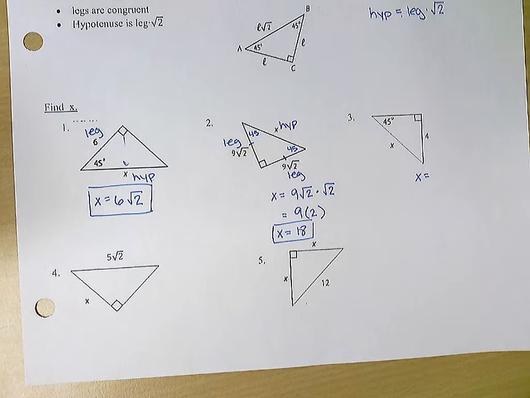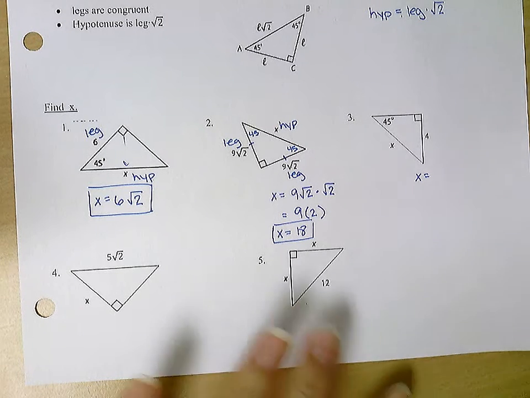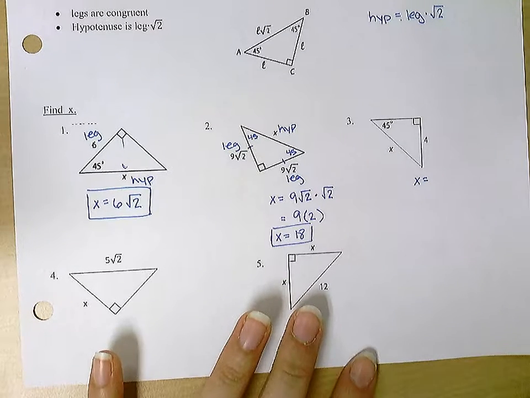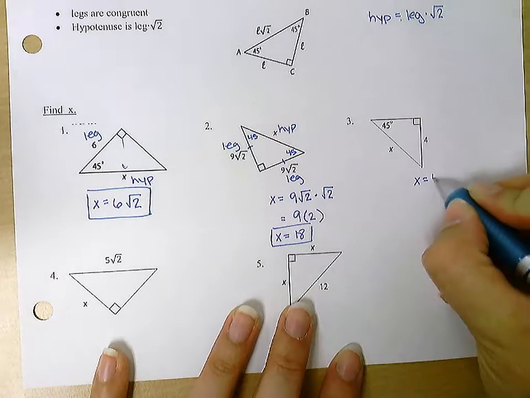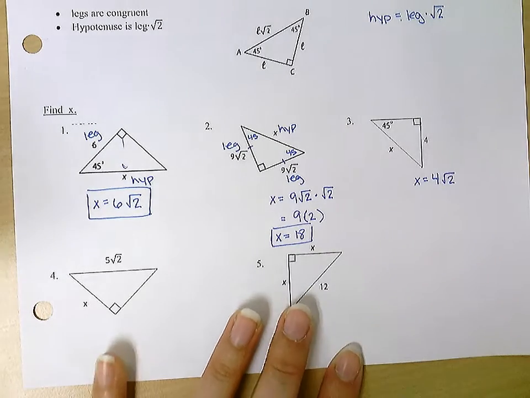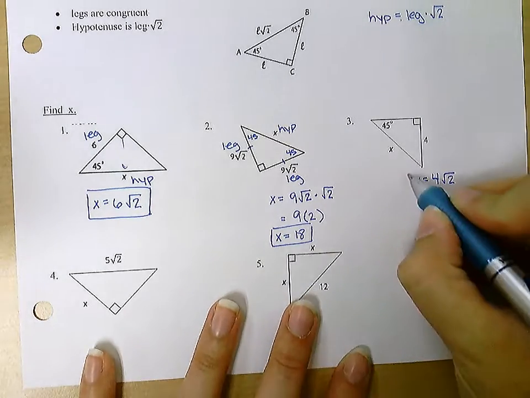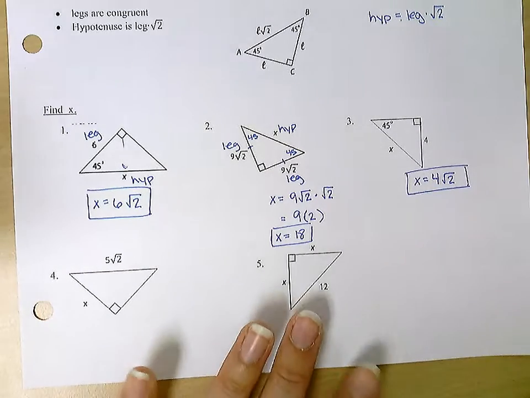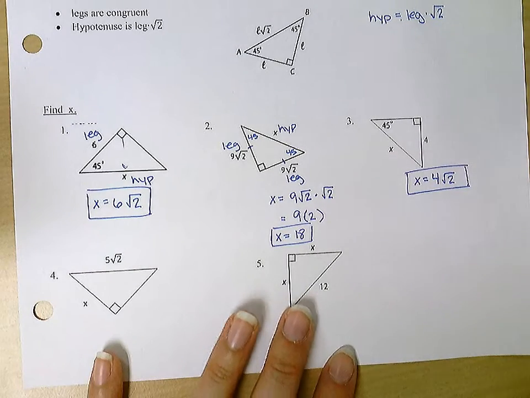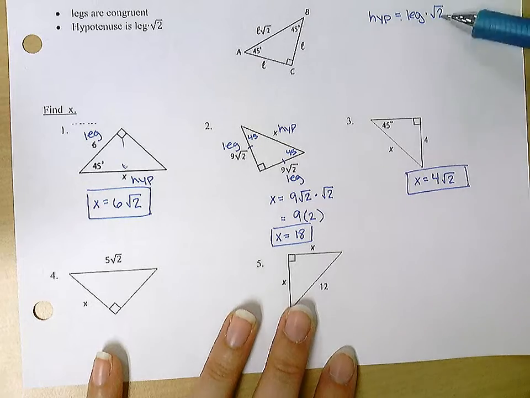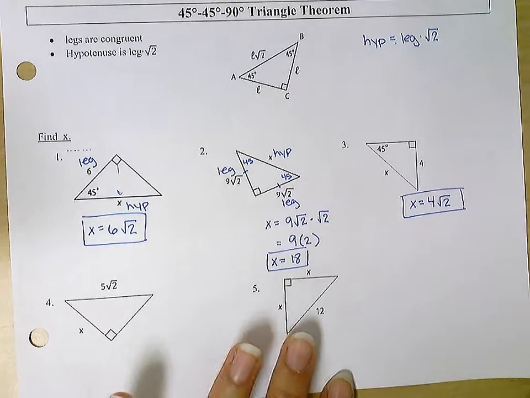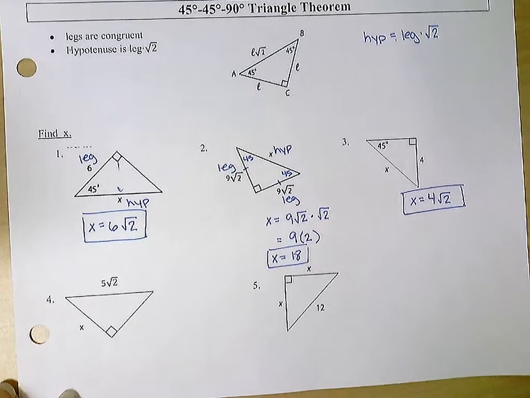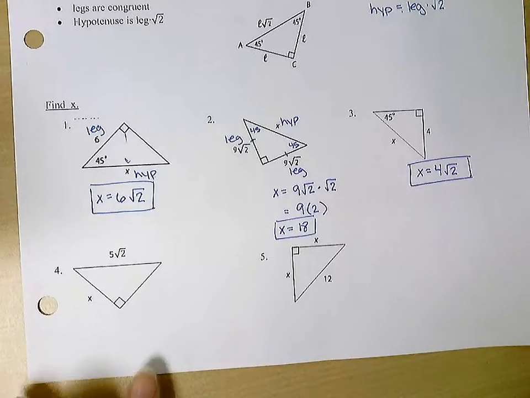All right, so what does x equal? 4 square root of 2. Okay, your leg was 4. You have that square root of 2 in your rule. Your hypotenuse was just x. Questions on that one?